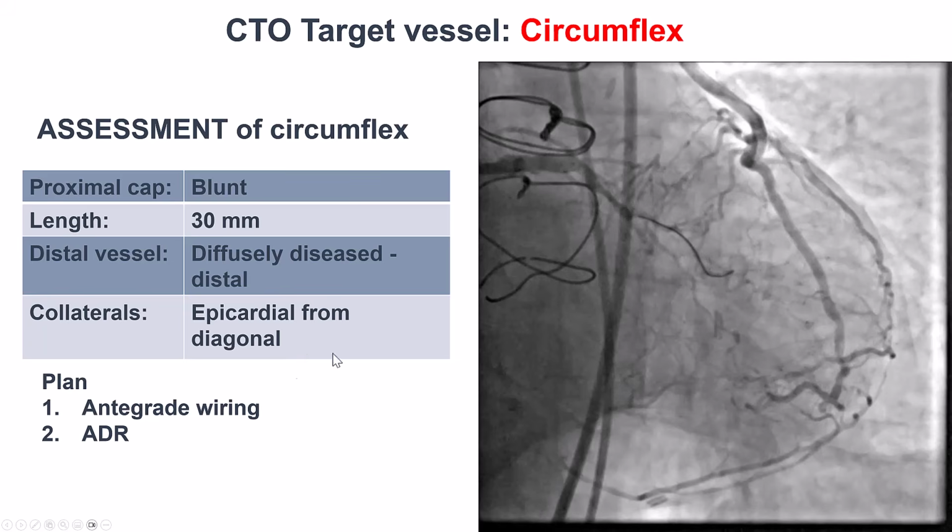Our plan here was to go antegrade wiring and ADR. We were not sure that the risk would be acceptable going down the LIMA and then through epicardial collaterals to recanalize these obtuse marginals. So a decision was made to remain antegrade during this case.